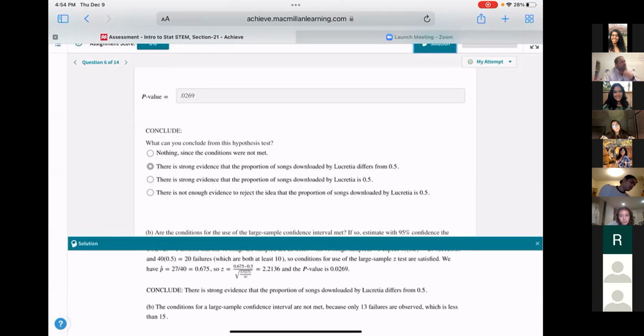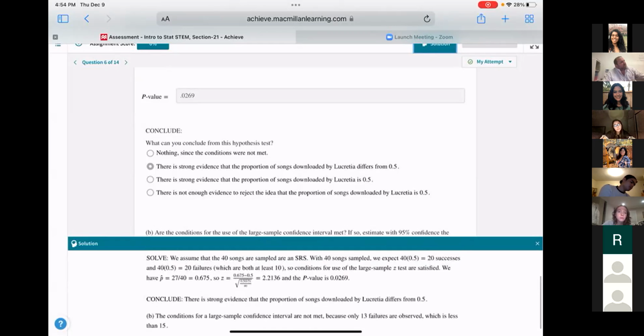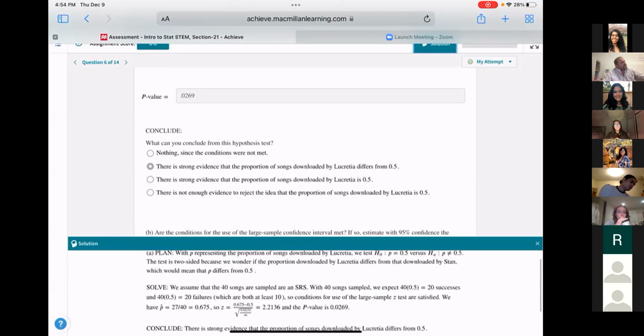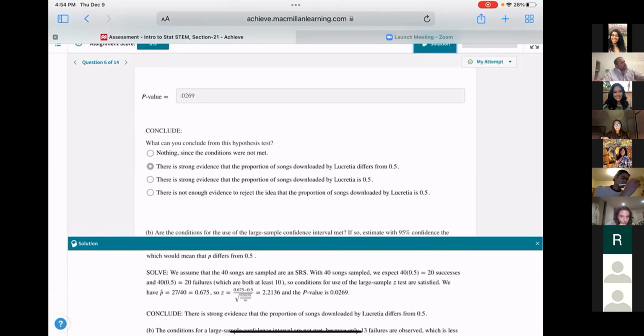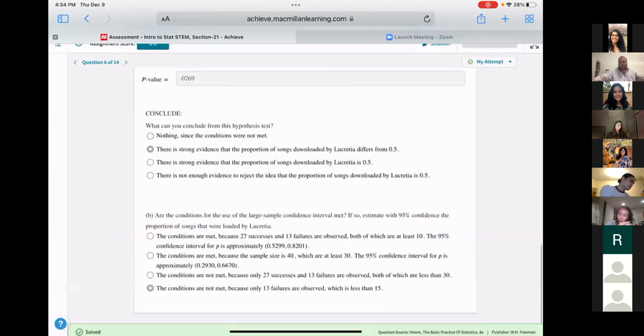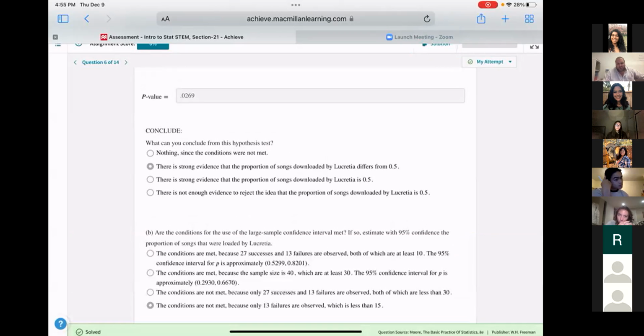Yeah, I don't really remember that as being one of the conditions in the book. I'll say this, I never really focused so much on those types of requirements. If there happens to be one of the tests like that, I'll let you know. Okay, so it's the failures and successes, at least 10, right? Not 15. Yeah, for proportions, it's certainly 10. I just don't remember.